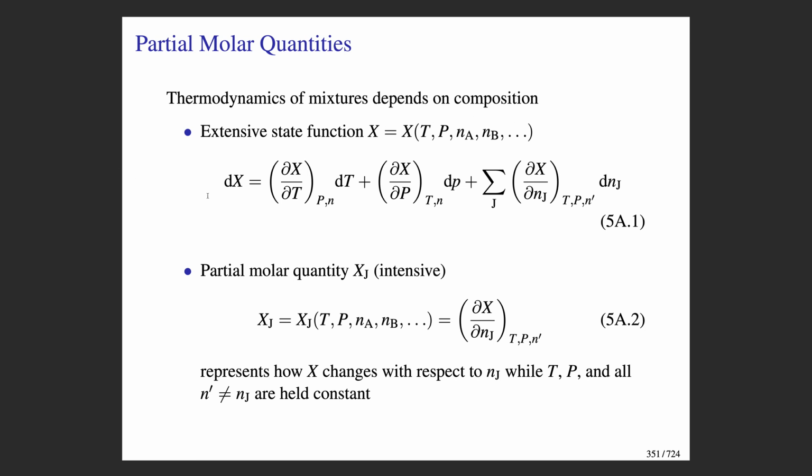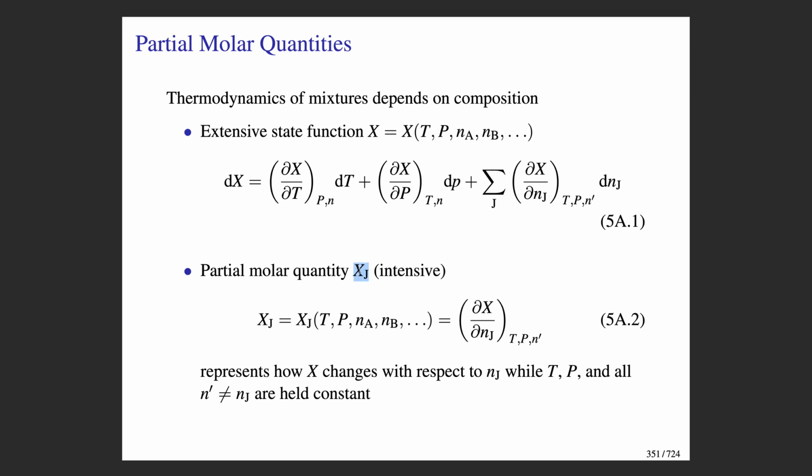And so when you're considering how this extensive state function changes, you need to consider changes due to temperature, that's this first term, changes due to pressure, and then here we have a sum of terms where each term reflects the change in that extensive state function with respect to changing the number of moles of that component. This derivative here is called a partial molar quantity. And we use a notation that looks like this.